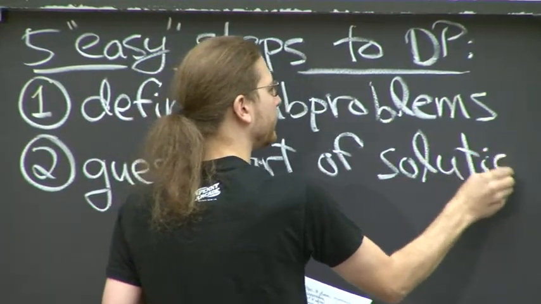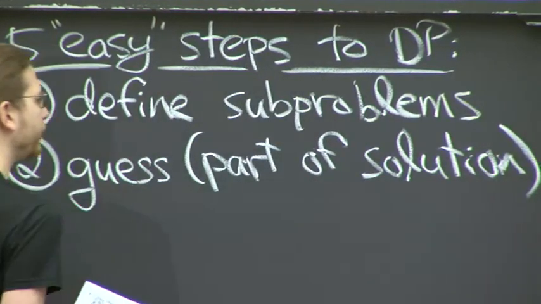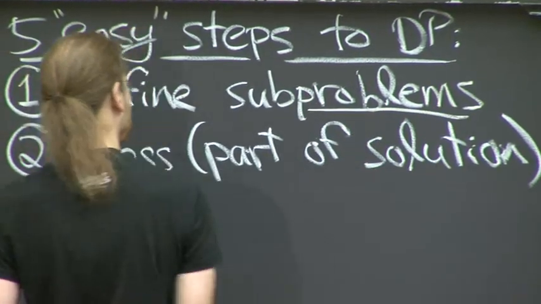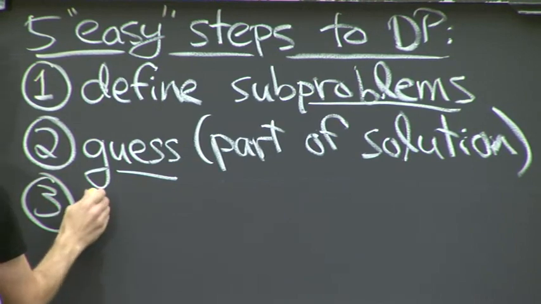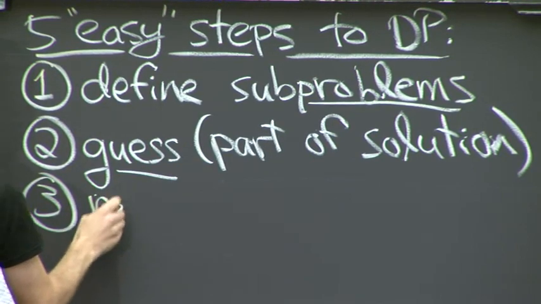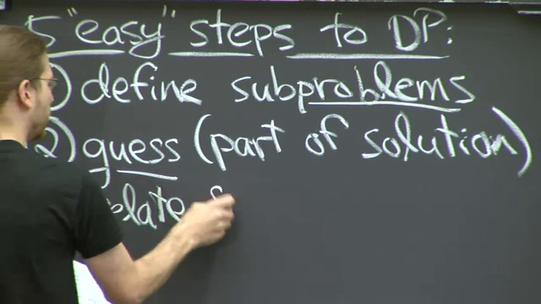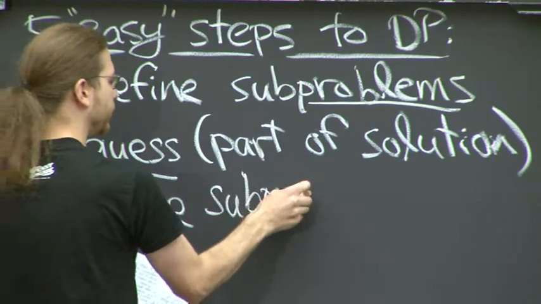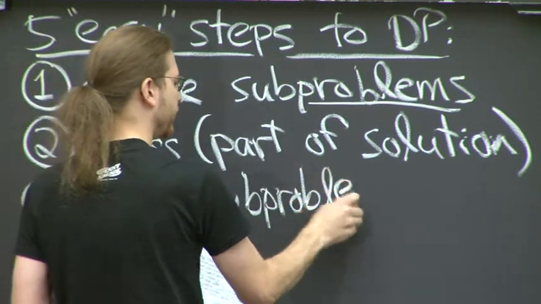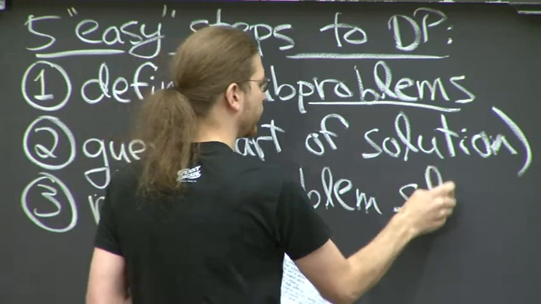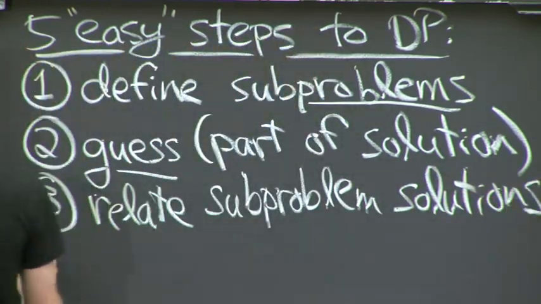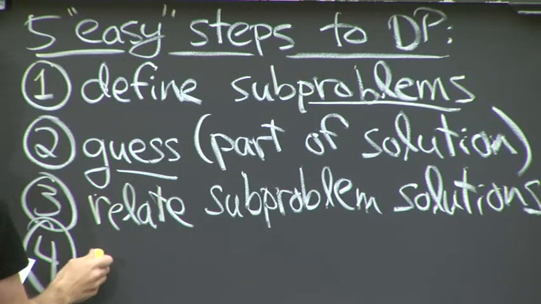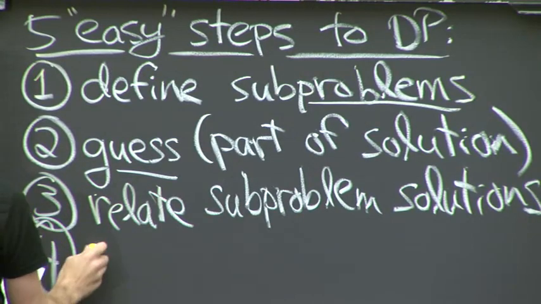First step is to figure out what your subproblems are going to be. Second part is to guess something. Third step is to relate subproblem solutions, usually with a recurrence. I guess always with a recurrence. Fourth step is to actually build an algorithm.